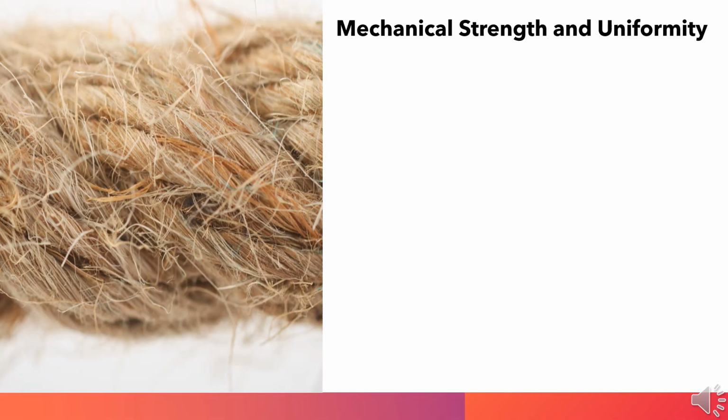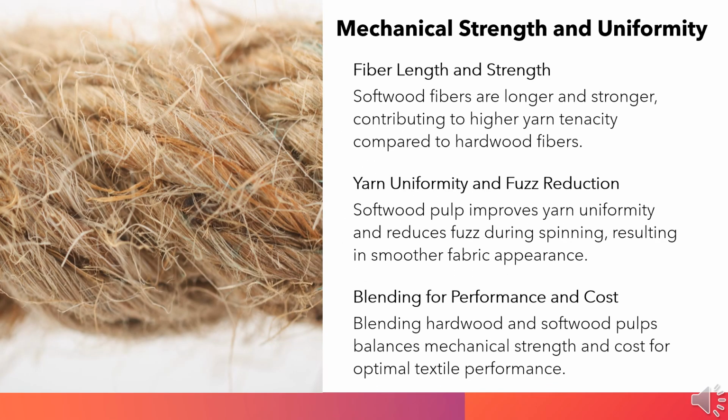Yarn characteristics are heavily influenced by the fiber length and structural attributes of the pulp. Hardwood pulp yields fibers of moderate strength and is suitable for general viscose applications, while softwood pulp contributes significantly higher tenacity due to its longer, more robust fibers.